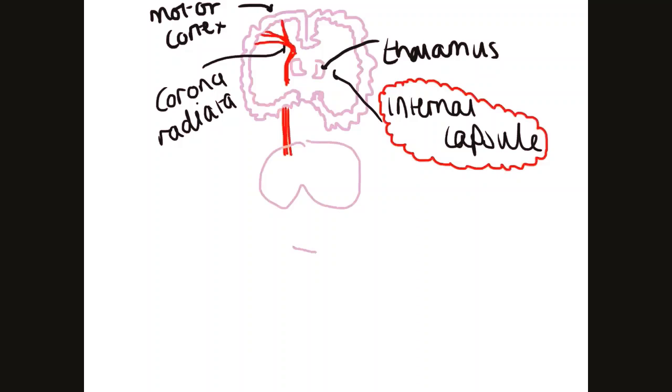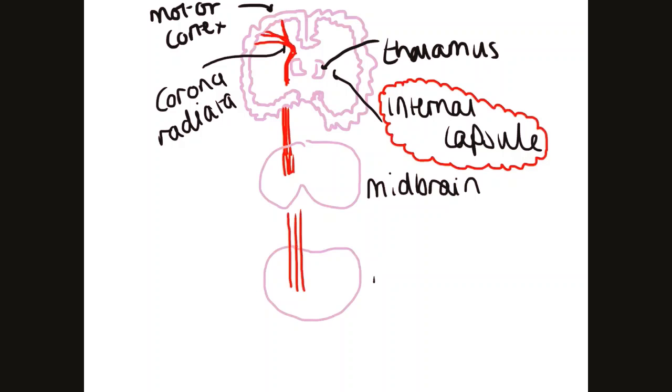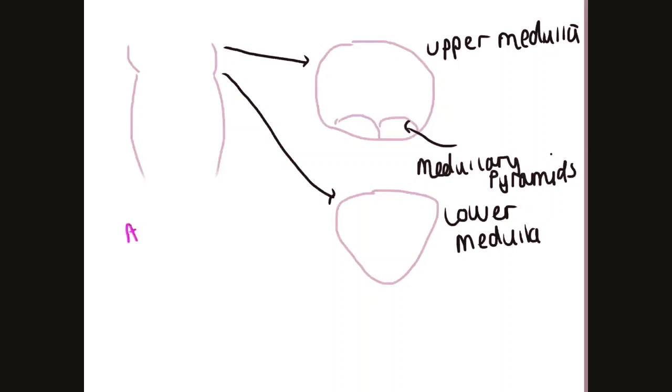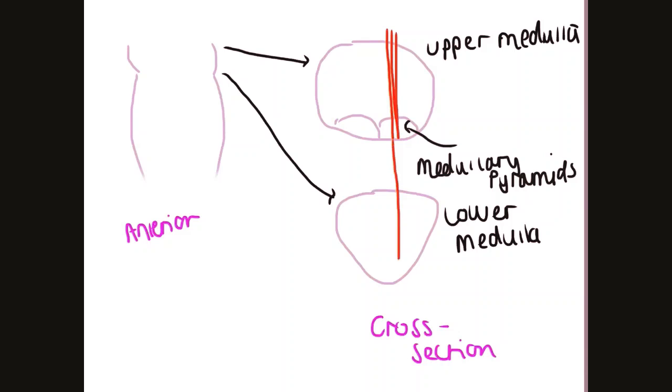After the internal capsules, the tract then passes into the midbrain, the pons, and then into the medulla. In the lowest part of the medulla, the caudal part, the tract divides into two. The fibres of the lateral corticospinal tract decussate, cross over to the other side, whilst the fibres of the anterior corticospinal tract do not.